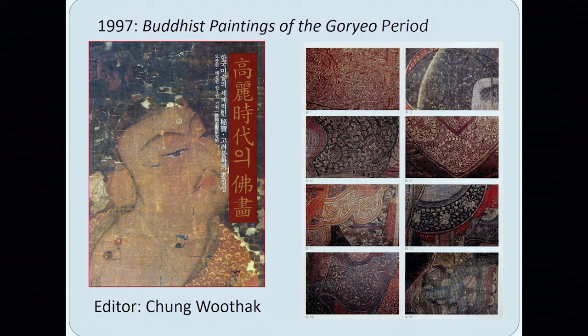In terms of the bibliography and important monographic studies, the 1997 publication Buddhist Paintings of the Goryeo Period featured 133 works. That was all the paintings, the only examples that were known at the time of the publication, only 133 examples. It included high-definition color photographs of the paintings showing the finest details to stimulate new research.